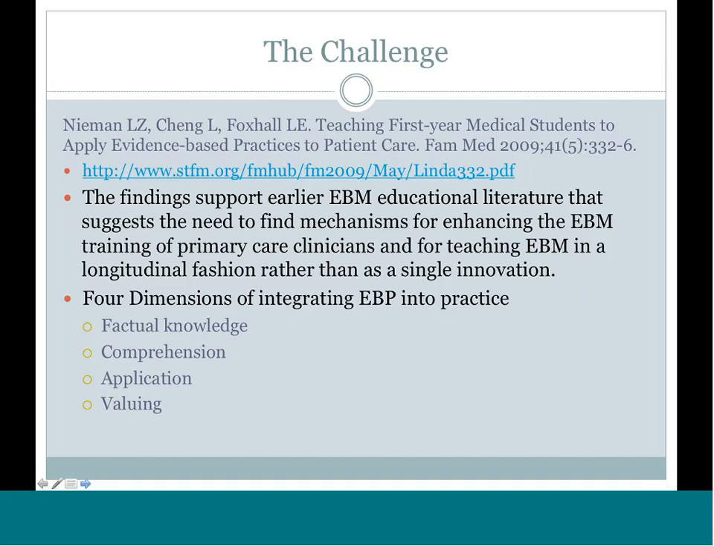But without integrating it in a longitudinal way, there was no application of it, and there was no valuing of it in terms of it being a useful tool in providing health care. So they started out with a small program and realized that what they needed to do is, again, have this longitudinally in what they did in terms of education.